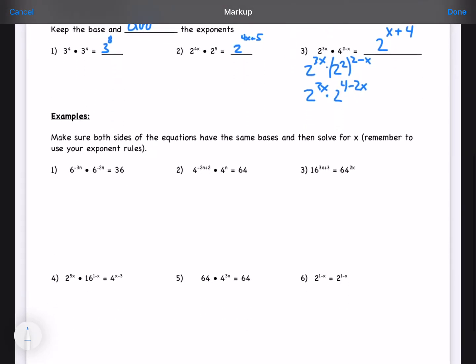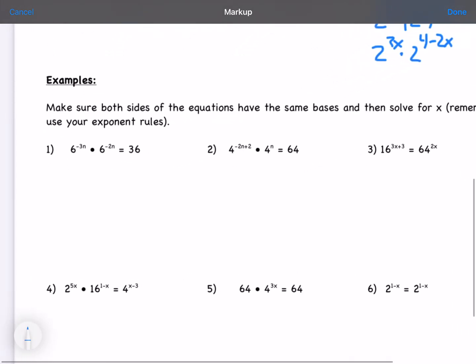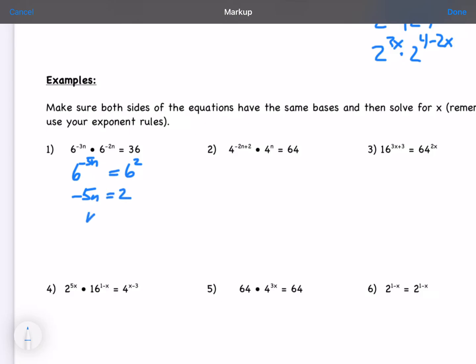All right, so let's look at some examples. Make sure both sides of the equations have the same base, and then solve for x. Use your rules. So on this side, we can make this easily 6 to the negative 5n equals 6 squared. So then we drop the bases. Negative 5n equals 2. n equals negative 2 fifths.